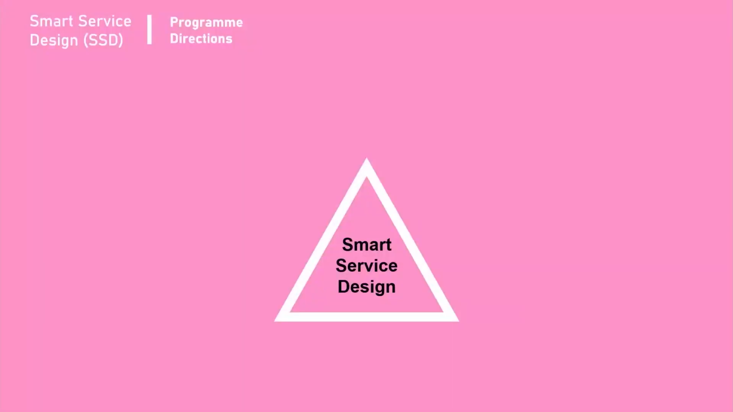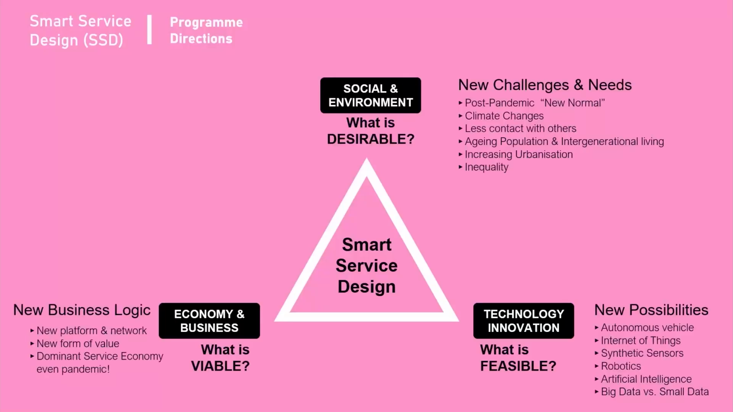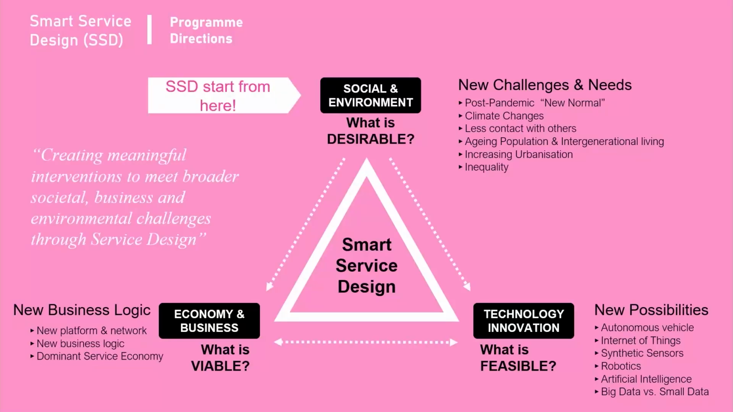So we have such directions considering smart service design. There are three angles we consider. The first one is the social and environmental factors: what is desirable in our society? Secondly, we are also concerned about the markets: what is market viability, and what kind of new services or new economic value can we create? At the same time, we are also considering new possibilities, meaning new technologies: how new technology actually makes these kinds of changes possible. So altogether, we think that smart service design starts from the top, meaning we are trying to create some meaningful service intervention for our society and the people.